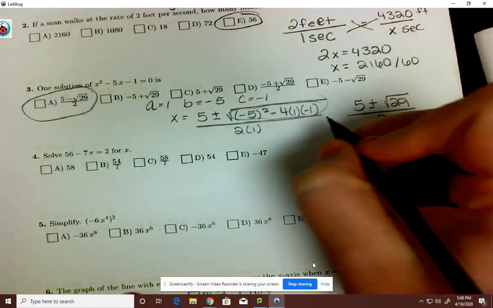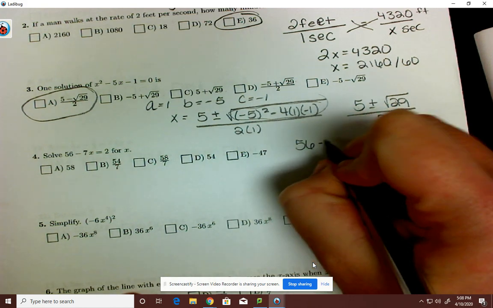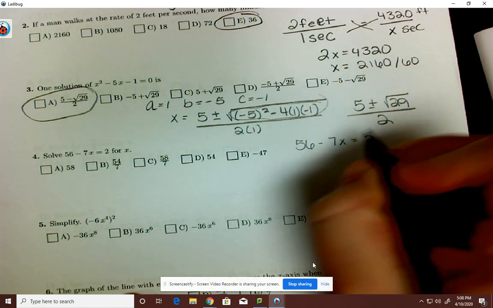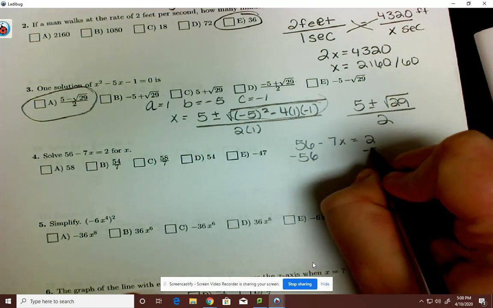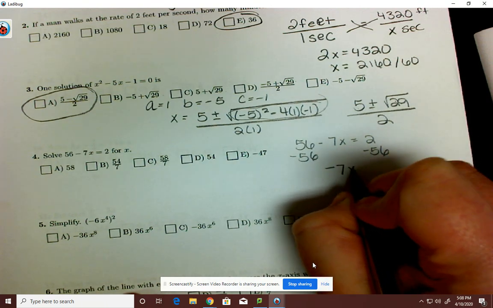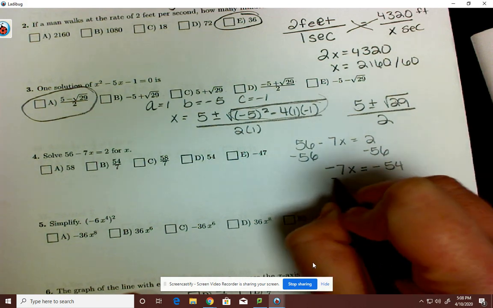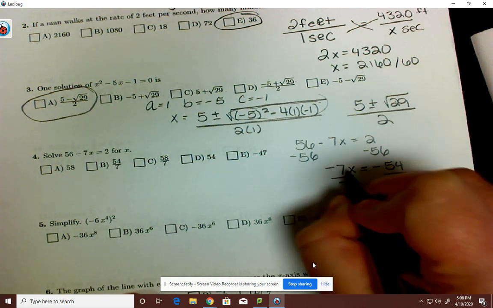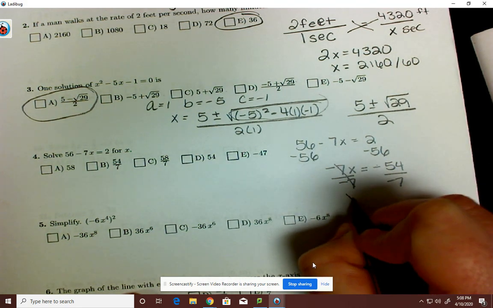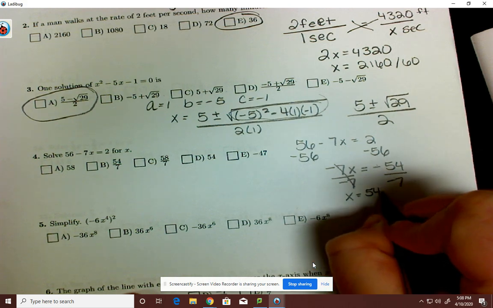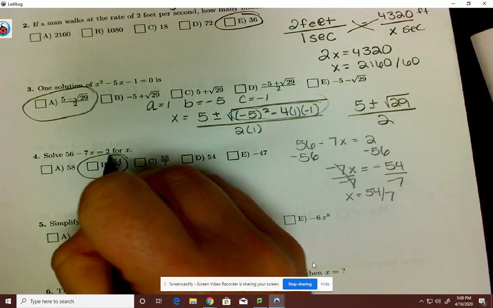Alright, on number 4, we have 56 minus 7x equals 2. So we subtract 56. We get -7x equals negative 54 and divide by negative 7. A negative divided by a negative is a positive 54 over 7.